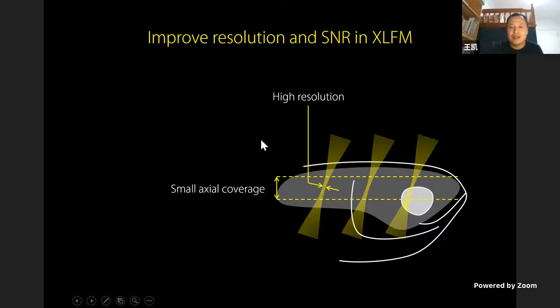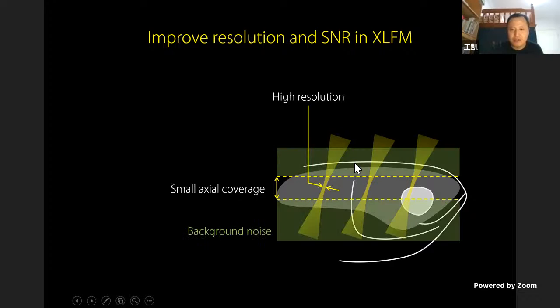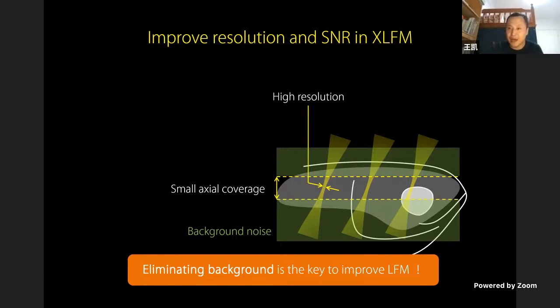The worst problem is the background information away from the focusing volume, because the zebrafish brain is larger than the axial coverage of your light field camera. Those information, called background information, will come into your camera and cause noise, not only noise, but also cause reconstruction artifacts. So the key to improve the resolution is trying to get rid of the background. So how can we get rid of the background?